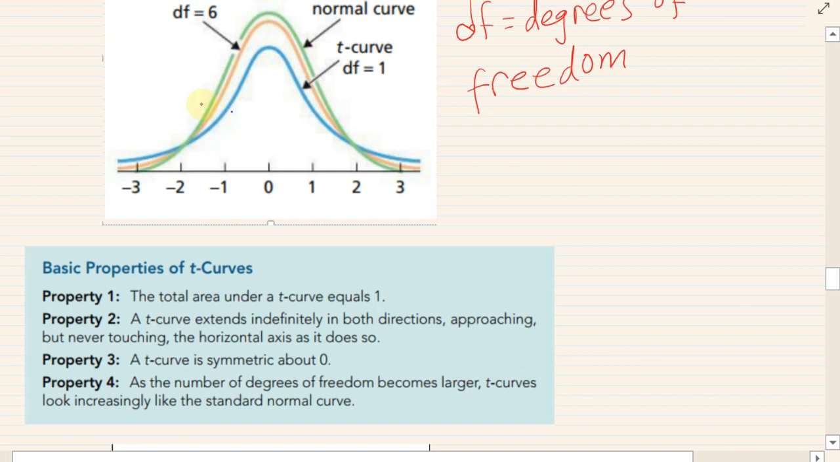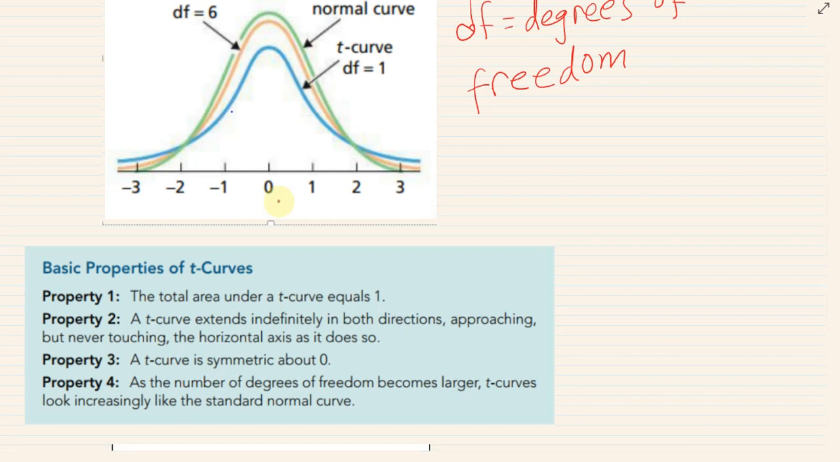Now, these are some of the basic properties of the T curve or T distribution. First, because it's a probability distribution, the total area under the T curve must be 1. And a T curve goes just like a normal distribution. It goes indefinitely in both directions, upper and lower tail. It goes forever to the right and forever to the left. And of course, it's symmetric about 0. A T distribution has always center 0, and this is what we call a central T distribution. That's why it centers at 0, central.